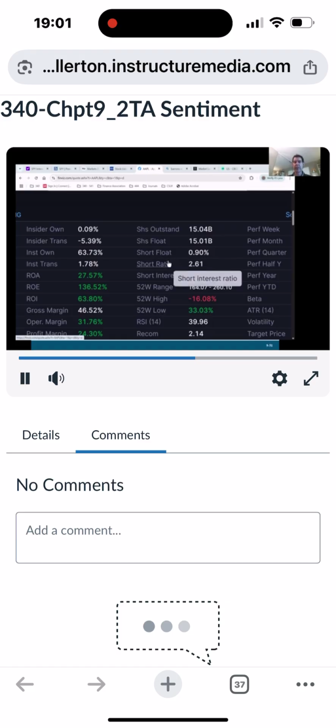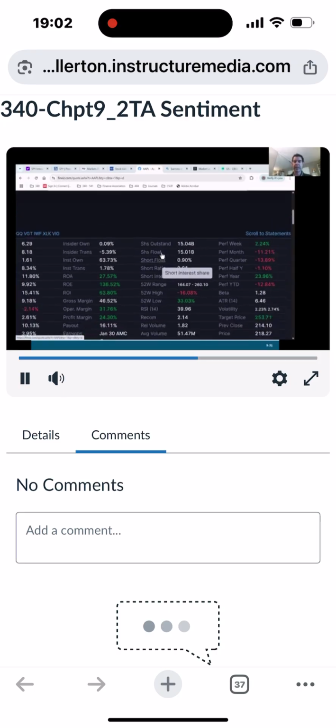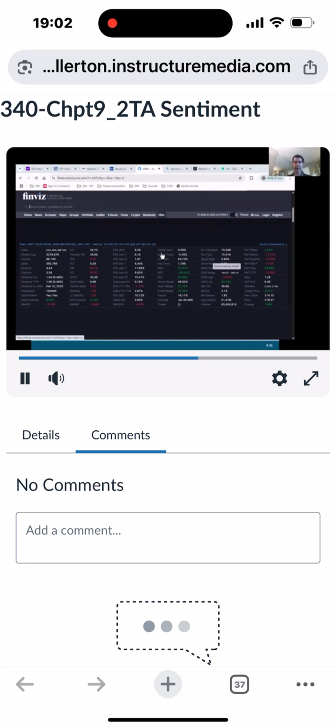So it's less than 1% here. Short ratio does it as a percentage of the average volume that's traded every day. That's another way to do it. But you can see here that it's very small. I'm going to be focusing on the short float. What percentage of shares have been sold short? Okay, so that's Apple, very small, less than 1%.